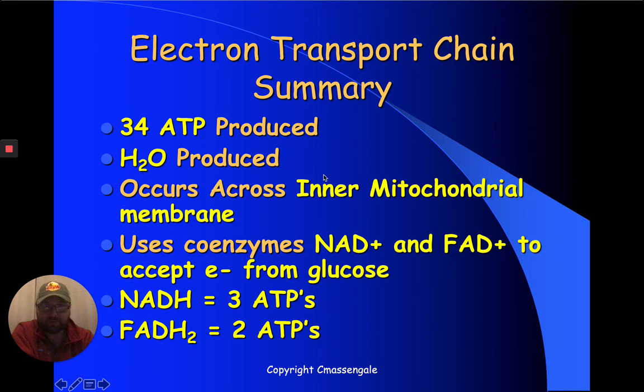This occurs in the inner membrane of the mitochondria. All right, and those coenzymes we talked about, NAD plus and FAD plus, that accepted electrons from glucose are back, and they need to get rid of those small pieces. All right, and we're going to see that when they get rid of them, we get ATP. When we get rid of the hydrogen and the electron here, we can get 3 of them. When we get rid of our 2 hydrogens and our electron here, we can get 2 of them. So we're going to start cashing these in and getting rid of these small pieces that we picked up.